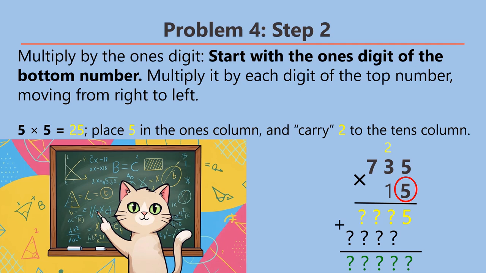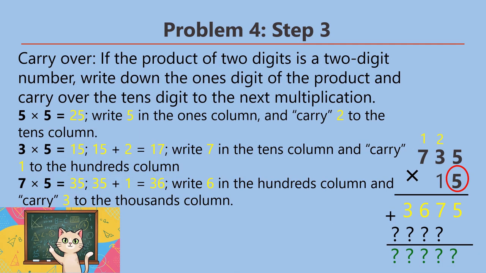Step 3. Carry over. If the product of two digits is a two-digit number, write down the ones digit of the product and carry over the tens digit to the next multiplication. 5 times 5 is equal to 25, write 5 in the ones column, and carry 2 to the tens column.